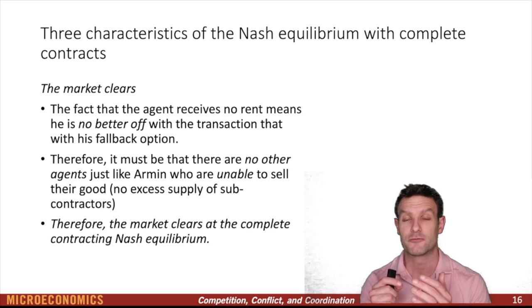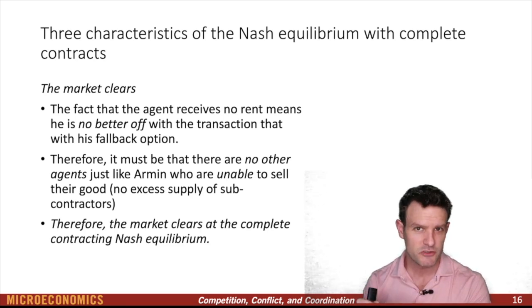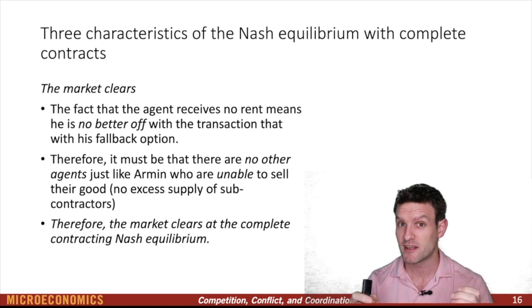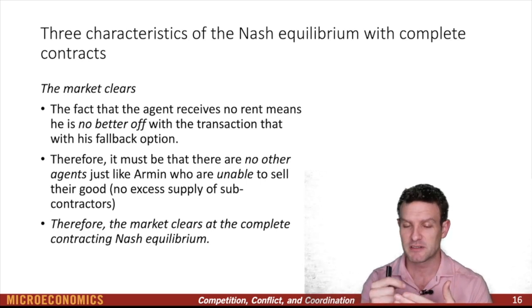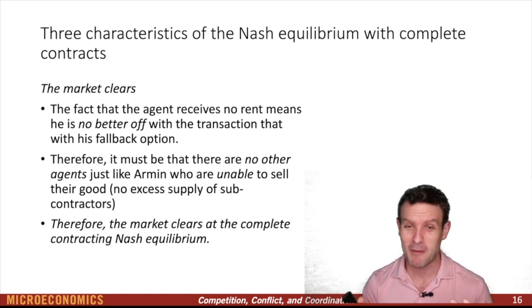Now, it's very important to remind ourselves, though, that this is all a consequence of an imaginary magical device which tells Patricia exactly what the quality of the good is that she's bought from Armin. Such devices are incredibly hard to come by, and that's why we said they're imaginary or magical.